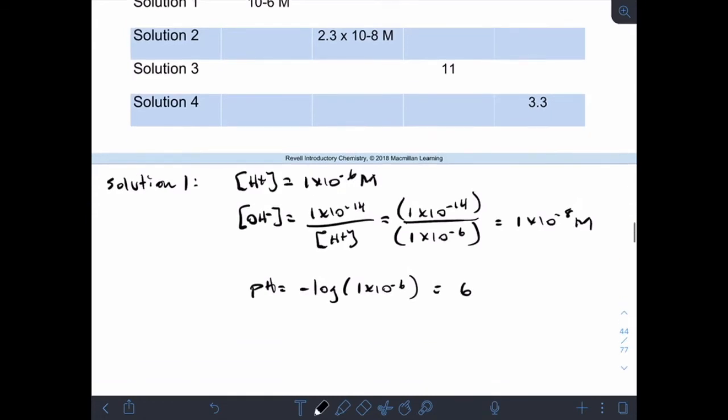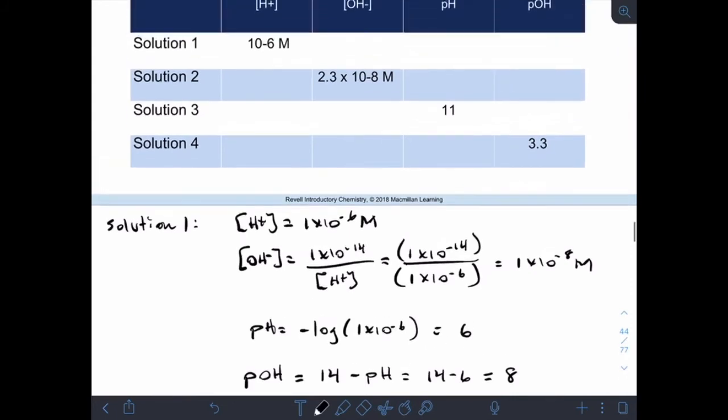And then the last thing that it wants is the pOH. The pOH I can find from the relationship with pH. So it's 14 minus the pH. So 14 minus 6 equals 8. Okay? So we should have the OH is 10 to the minus 8 molar, our pH is 6, and our pOH is 8. All right?